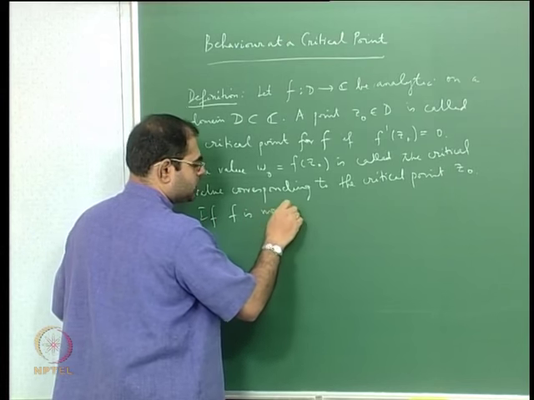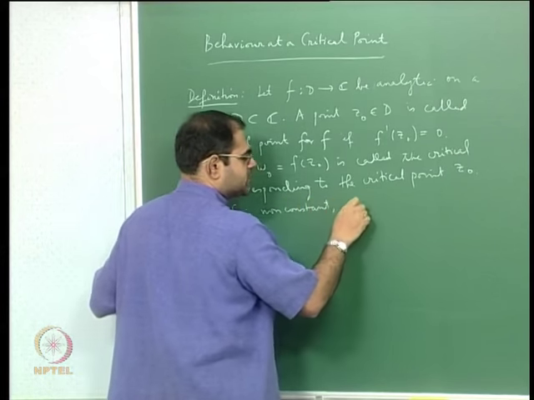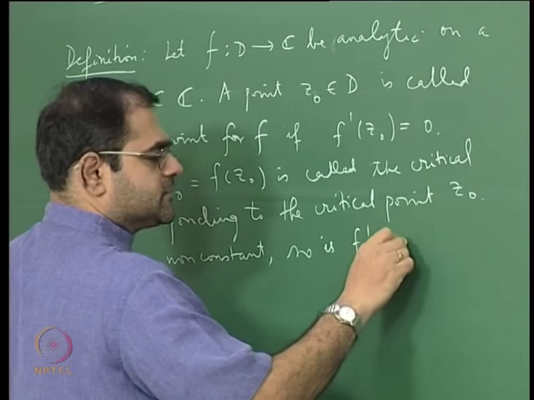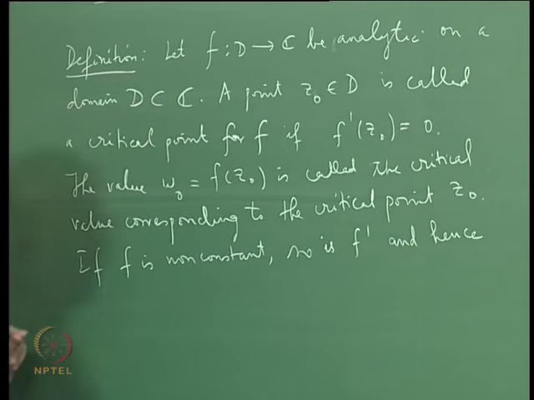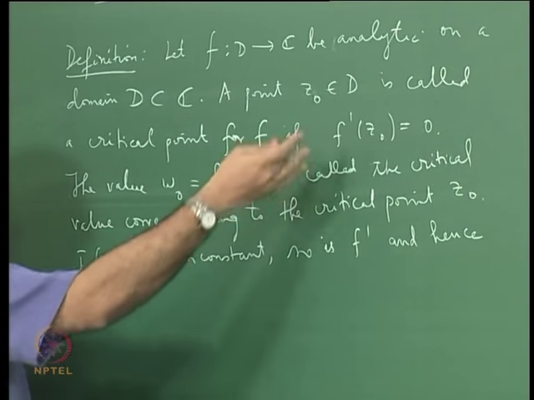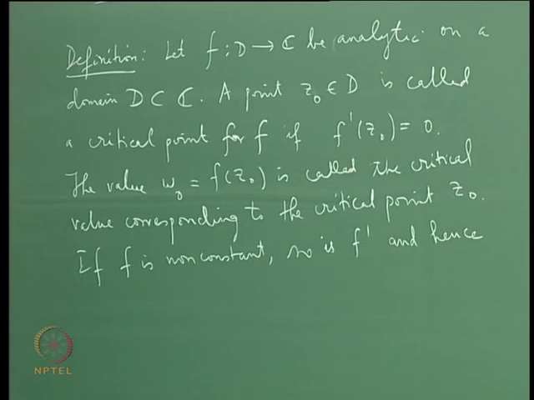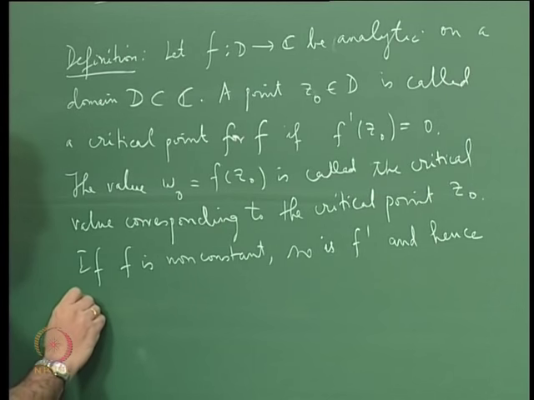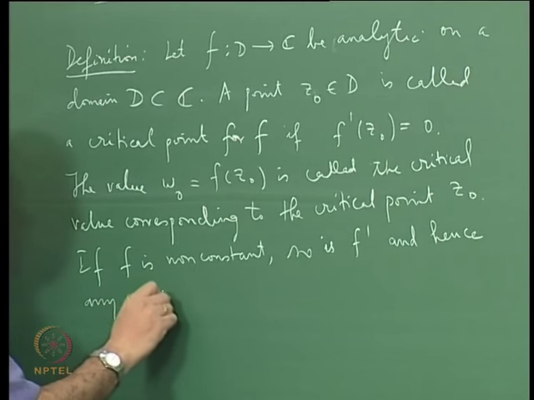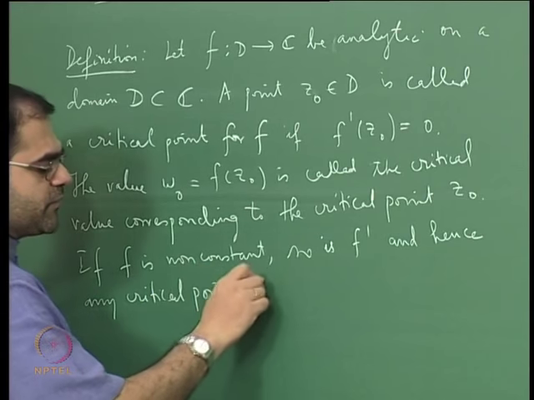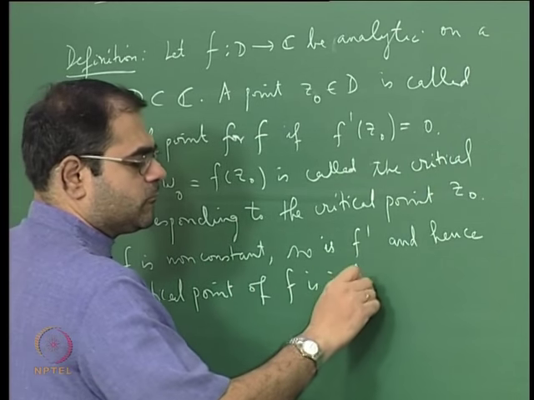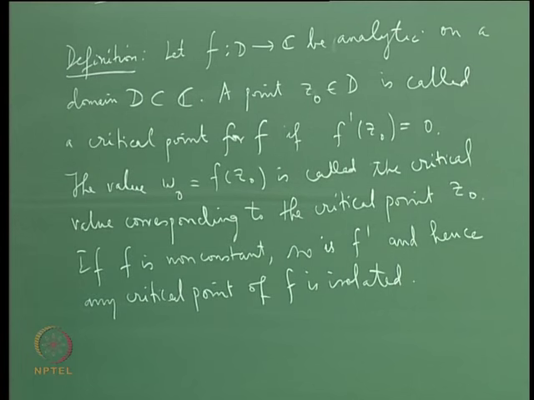If f is non-constant, so is f dash. Of course, if f is non-constant and f has a critical point, then f dash is also non-constant, and hence any critical point of f is isolated. So the critical points of a non-constant analytic function are isolated, okay.